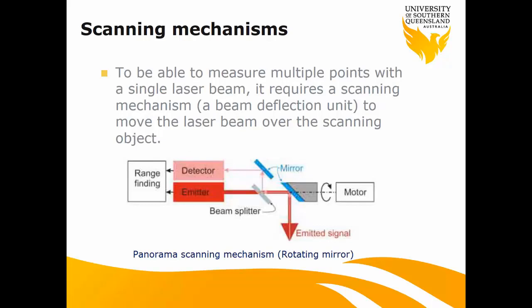The scanning mechanism is shown in this figure. You see the laser beam comes from here and meets a mirror, and then this mirror rotates along this horizontal axis and deflects the laser beam 90 degrees to the target or object. At the same time, the returned laser beam goes to the detector, which records the position.